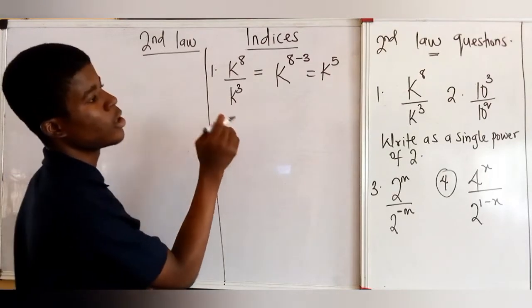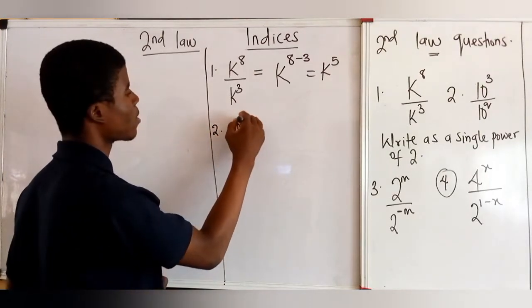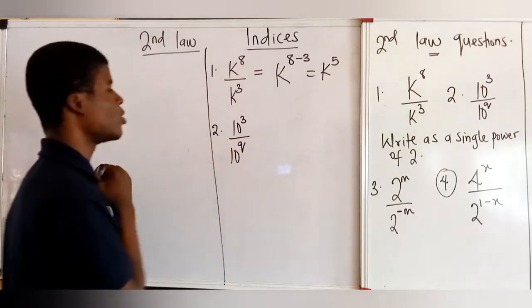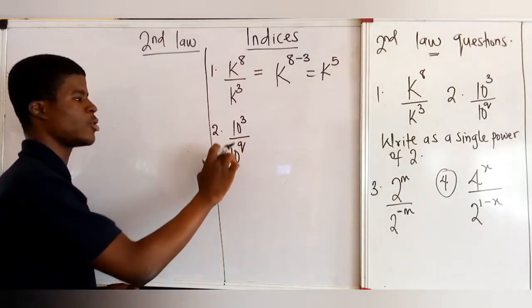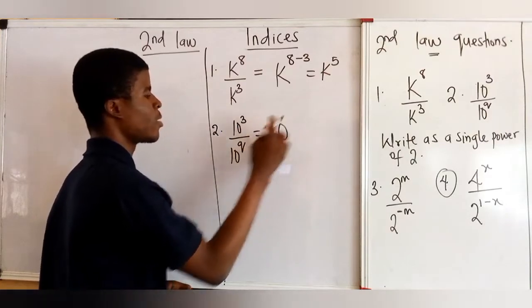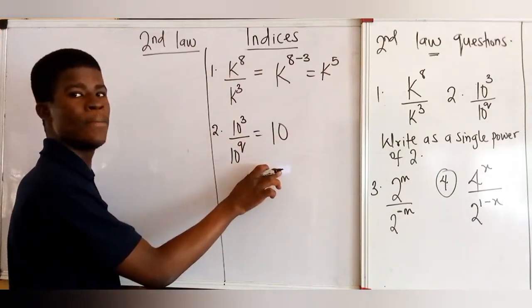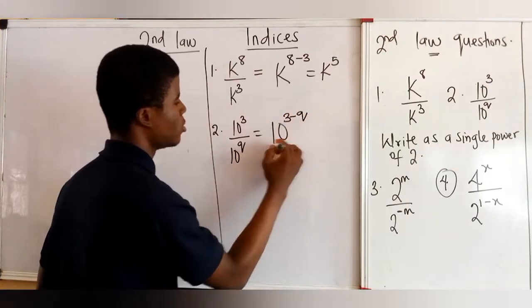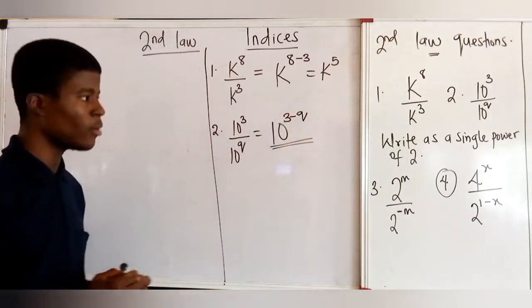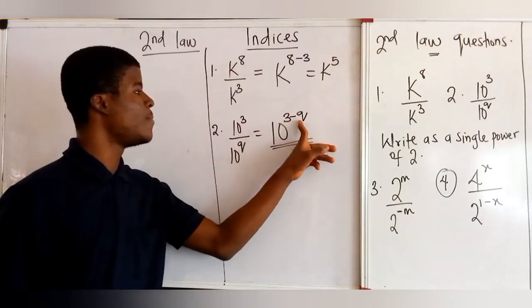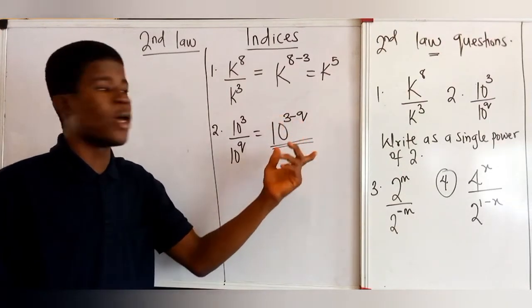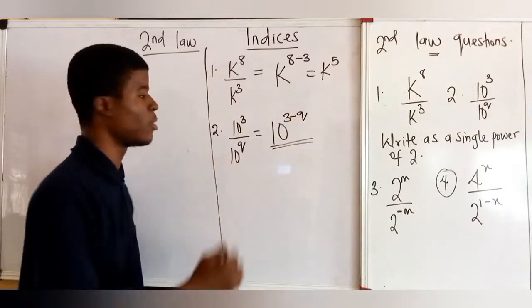Question 2. 10 to the power of 3 divided by 10 to the power of q. So it's simple. They have the same base also. I'll take one, subtract the second power from the first. So that's 3 minus q. So this is the answer. I can't simplify it more than this because q is not defined. It's just a letter. It's not a number, so I can't simplify it more than this.